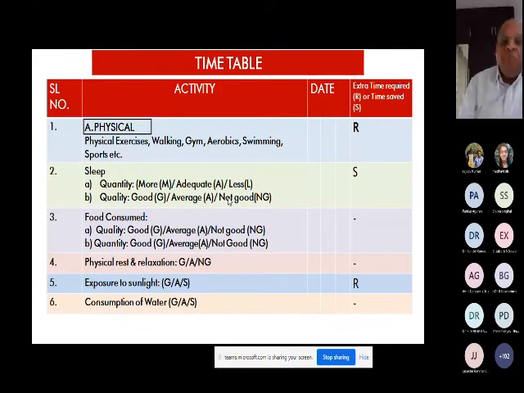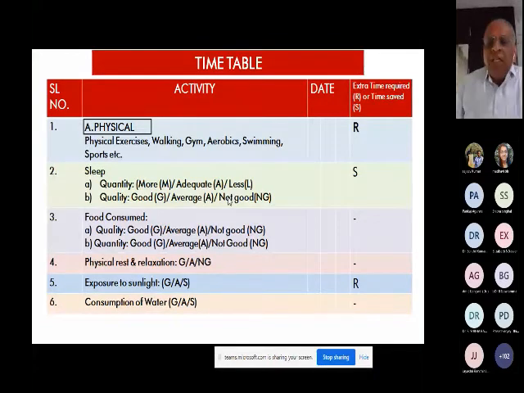Suppose you ate too much, for example, more than what is needed. Then you have to write not good. Did you get physical rest and relaxation? Suppose it was right, put G. Did you stand under the sun at least for 10 minutes in the day? Tick it. Did you at least consume about 8 glasses or about 3 liters of water? Tick it. Like this, I have created an entire stress management and positive lifestyle chart.